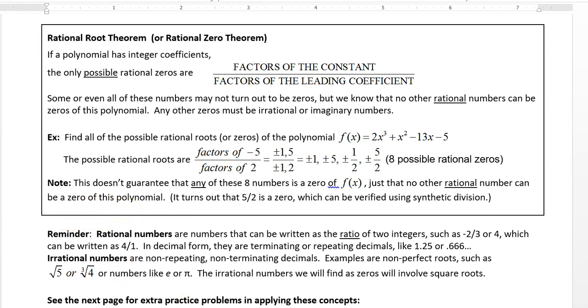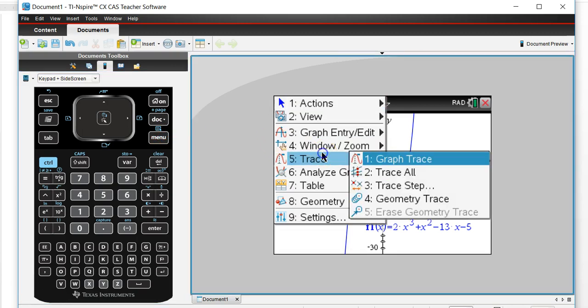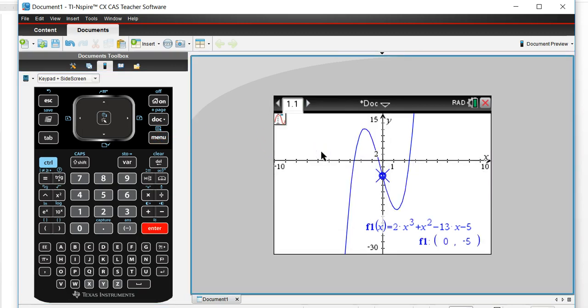If we look at the graph, we can see that negative 1, positive 1, negative 5, and positive 5 are definitely not zeros. But we do see this right here, which looks like 5 halves, 2 and 1/2. This is possibly negative 1 half, but it doesn't look like it's quite in the middle. And it turns out if we were to trace the graph, and we typed in 5 halves, 5 halves does turn out to be a zero of this function.